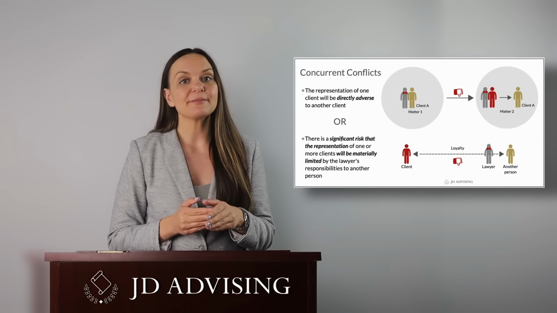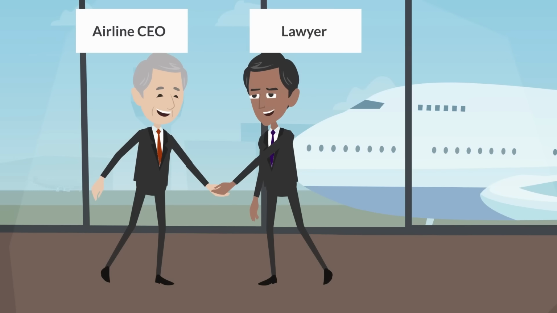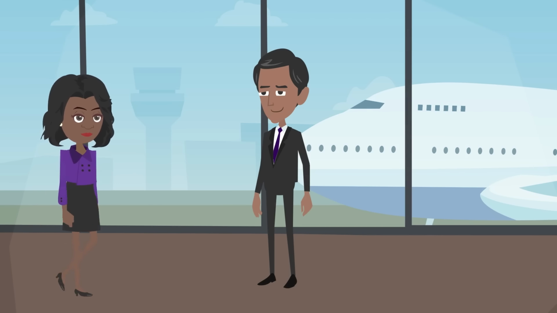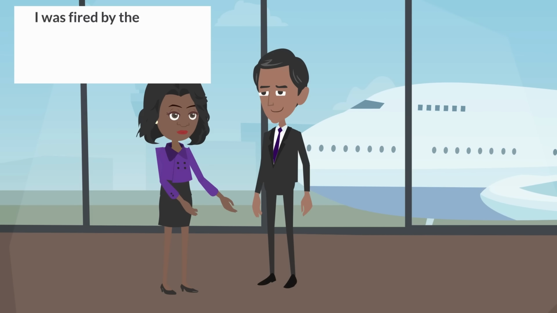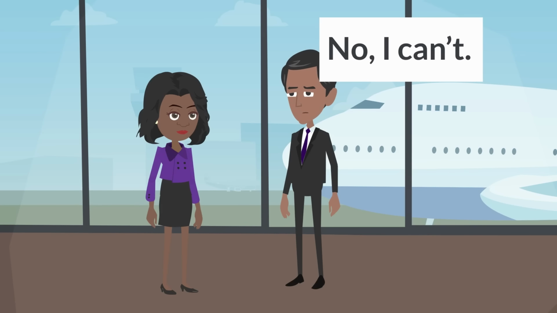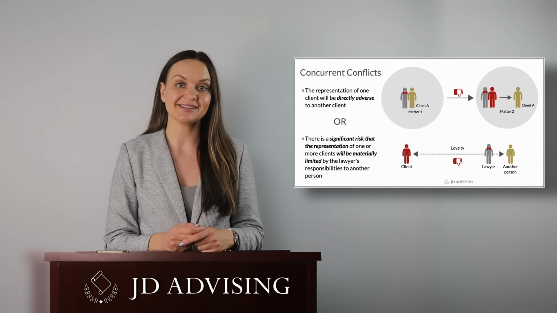To give one more example not in the outline, a lawyer regularly represents an airline with respect to personal injury lawsuits. And one of the airline's employees approaches the lawyer and asks the lawyer to represent her in a wrongful termination lawsuit against the airline. Can the lawyer do this? And the answer is no. This instance is a classic example of the parties having directly adverse interests, and therefore a current client conflict exists.